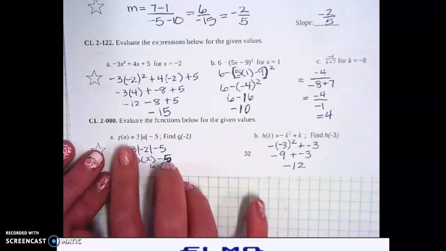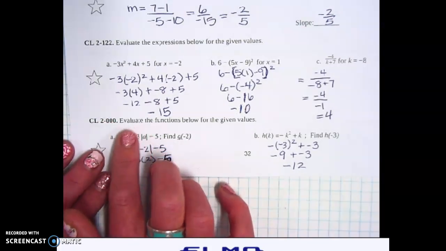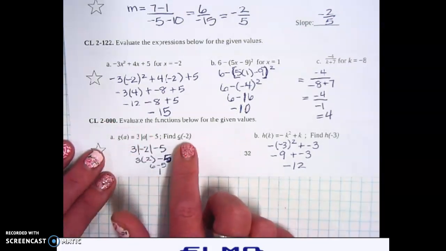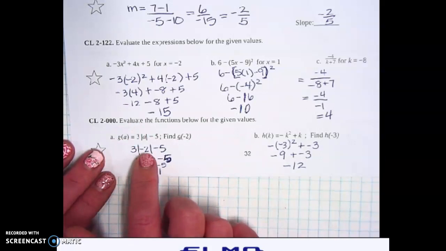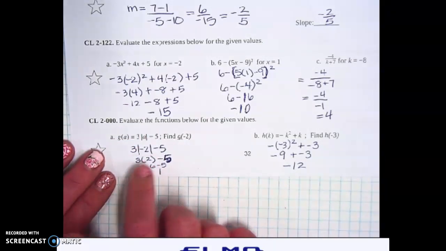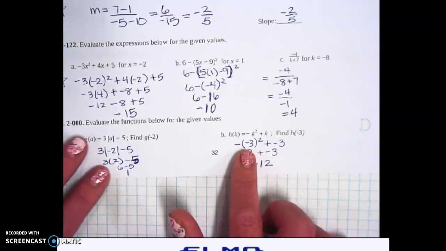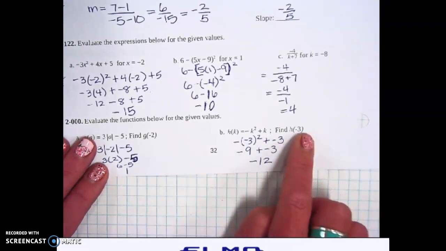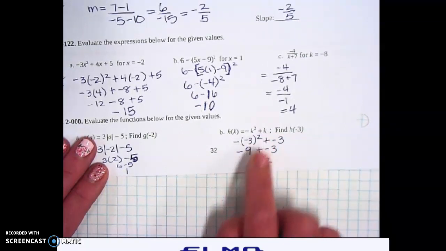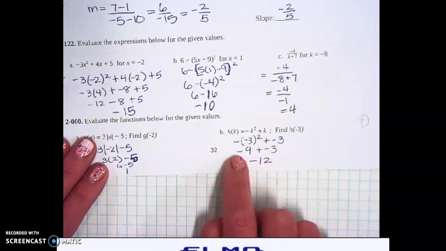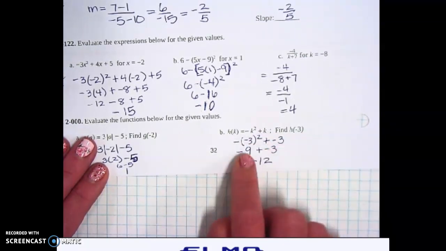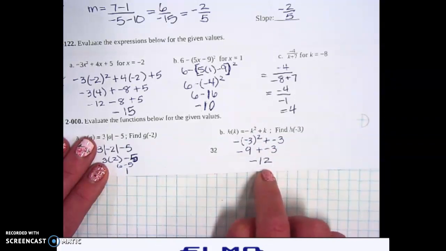For the next question, evaluate the functions for the given value. So I plugged in a negative 2, took the absolute value of negative 2, which is positive 2. 3 times 2 is 6, and 6 minus 5 is 1. For part B, I substituted in a negative 3. So negative 3 squared is 9. The opposite of 9 is negative 9. And then negative 9 plus negative 3 is negative 12.